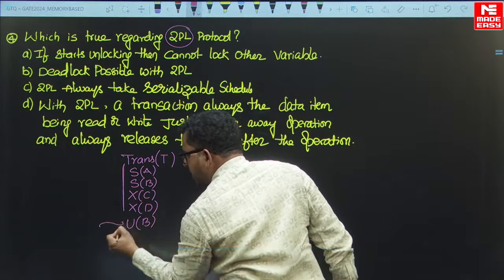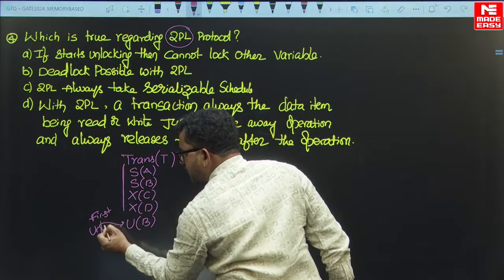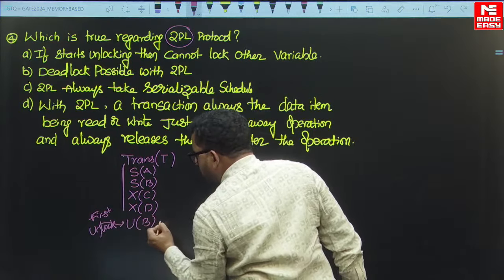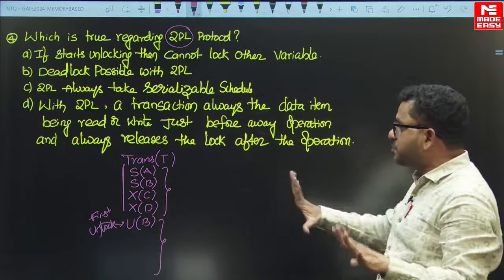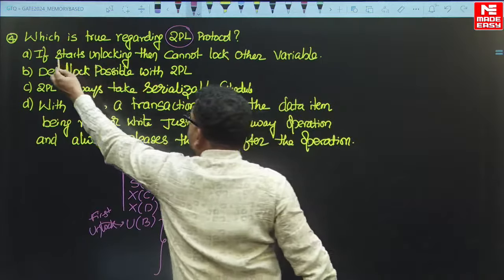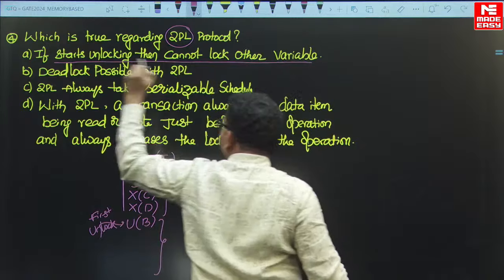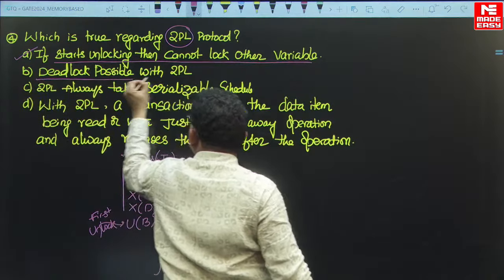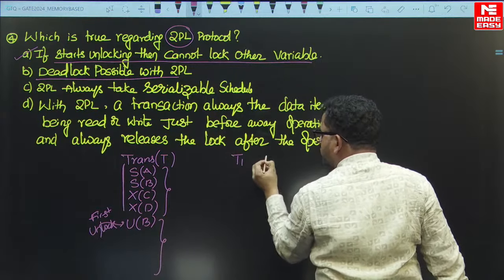Assume this is the first unlock of the transaction T. After the first unlock of transaction T, no more locks are allowed. No more locks allowed is the 2PL condition. That simple condition. So if a transaction starts unlocking, then it cannot lock another variable; this is a true statement. So 2PL is not free from deadlock. Deadlocks are possible in 2PL.